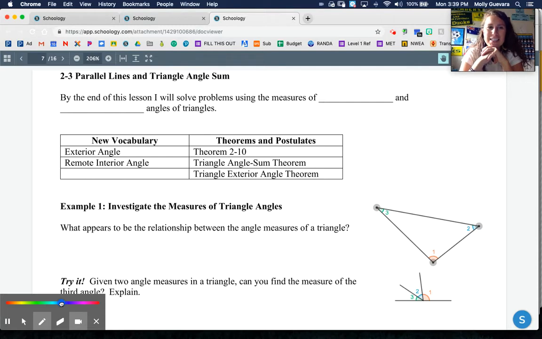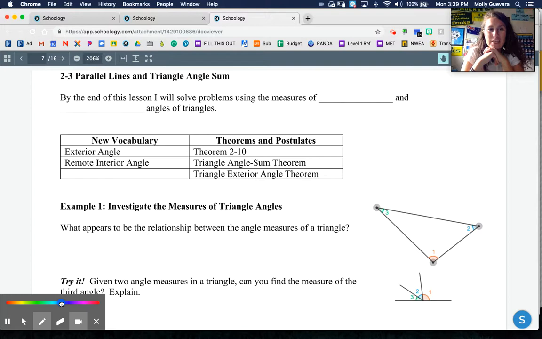Today's lesson is 2-3, and it's all about parallel lines, but also the triangle angle sum theorem, which is something that you guys already know, which is really exciting. You probably just didn't know what it was called. Okay, so hopefully nothing too terrible today. So let's just go ahead and get into it and see how it goes, okay?